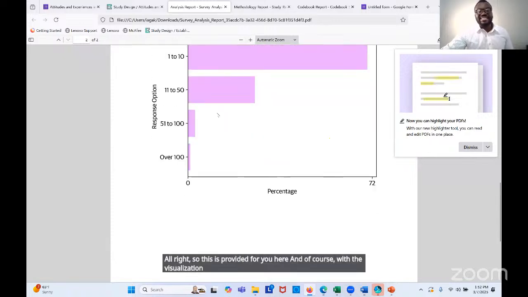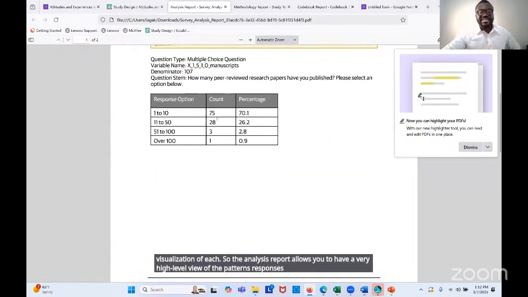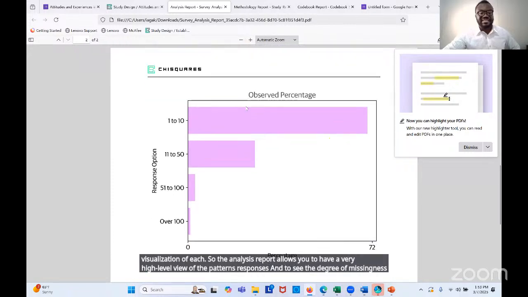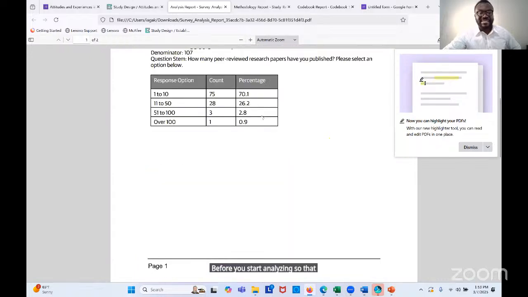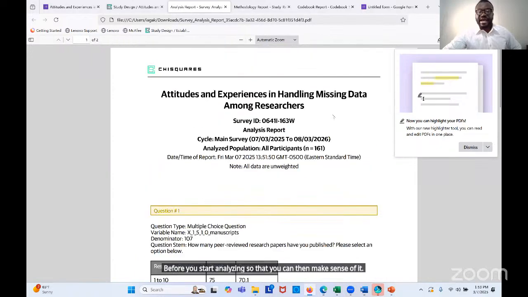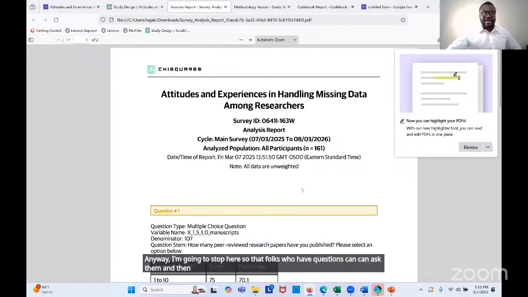So the analysis report allows you to have a very high-level view of the patterns of responses and to see the degree of missingness overall from the different questions before you start analyzing, so that you can then make sense of it. Anyway, I'm going to stop here so that folks who have questions can ask them, and then we can schedule for next week a follow-up in more detail on the diagnosis and then subsequently the management. All right, any questions now? I will be happy to take them.